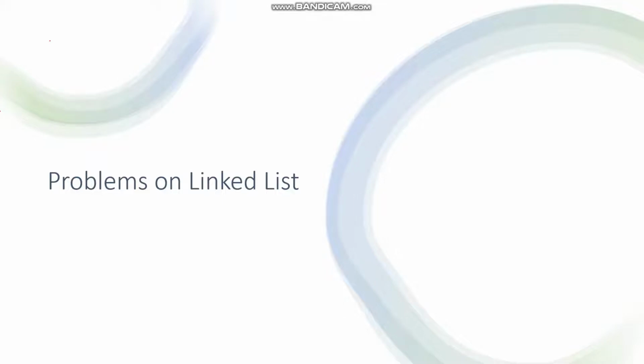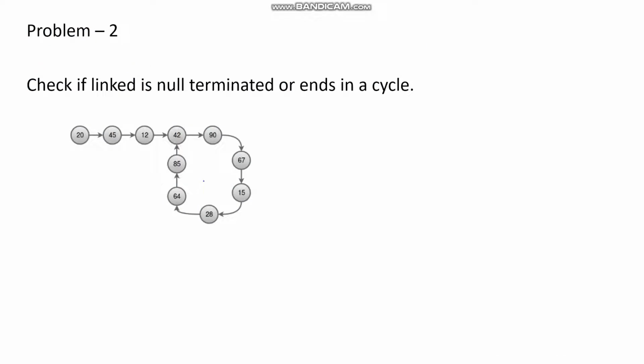Hello everyone. So this is the second video on the problems on the linked list. In this video we will be talking about the problems related to the cyclic linked list. One of the problems is to find whether the linked list is null terminated or has a cycle.